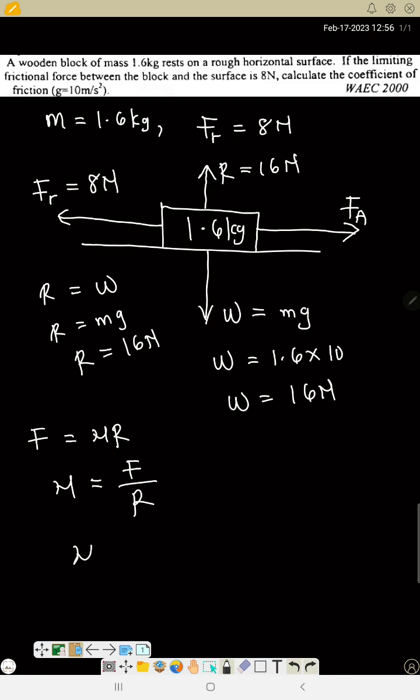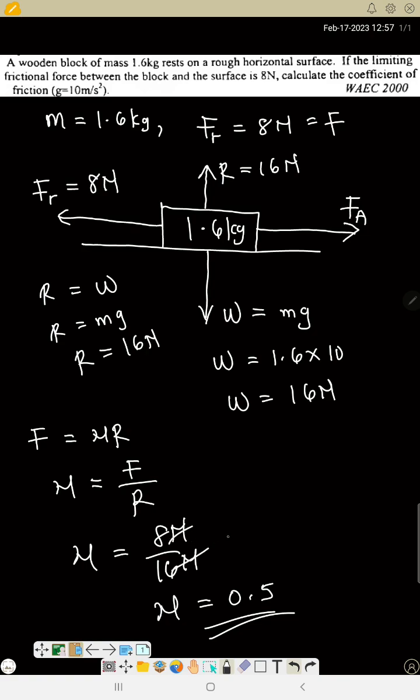So now we know our F already. F is the applied force, which is also equal to the frictional force, because the object does not move. So Fr is equal to 8, which is equal to Fa or F. That means 8 over R, where R is 16. Then 8 over 16 is 0.5. The coefficient of friction does not have units because this is 8 Newton and this is Newton, so Newton will cancel out. That is how smooth or rough the object is, 0.5. So that is the answer to this question.